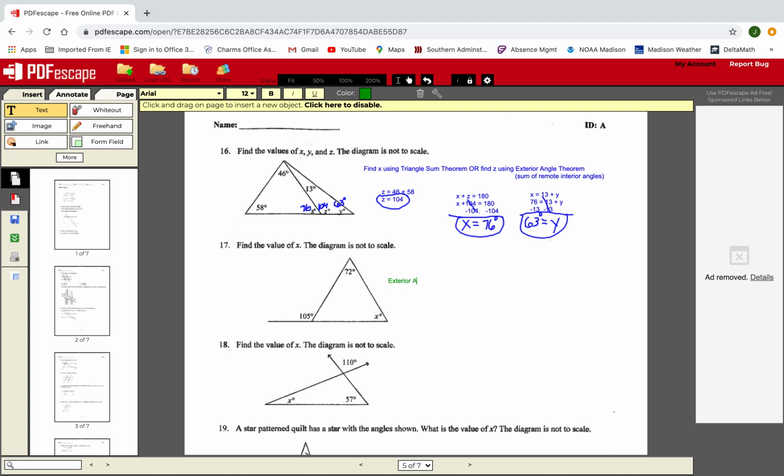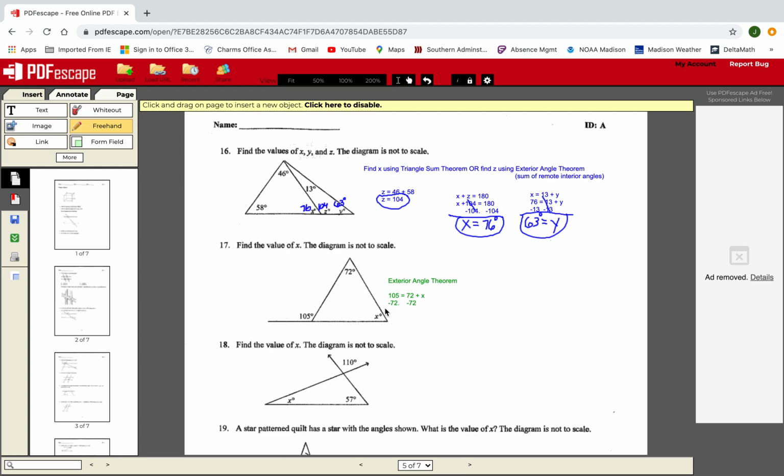Exterior angle theorem, which tells us that the exterior angle is equal to the sum of the two remote interior angles, or 105 equals 72 plus x. So we simply need to subtract 72 from both sides, and we've got this. 72, subtracting 72.